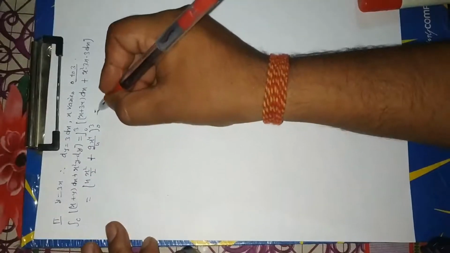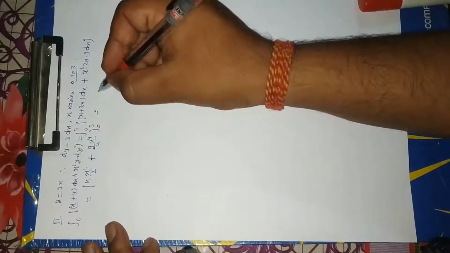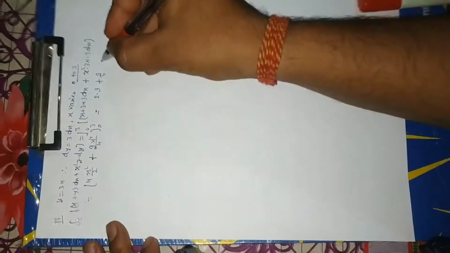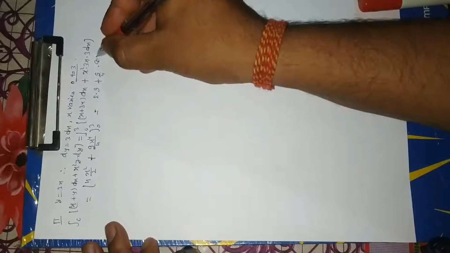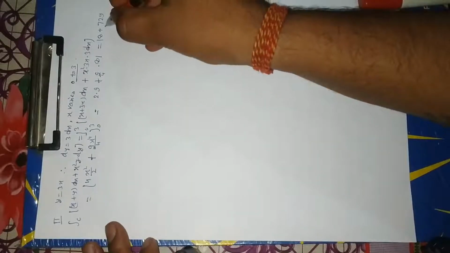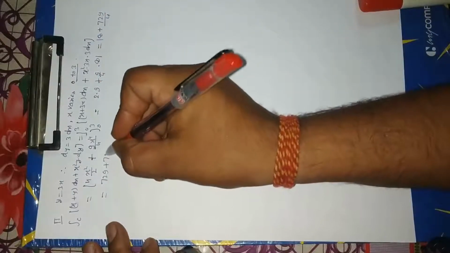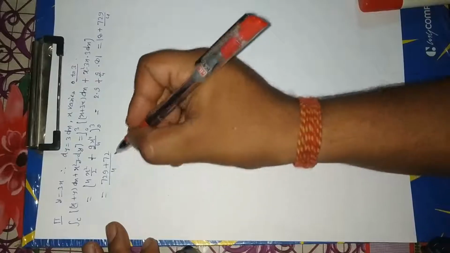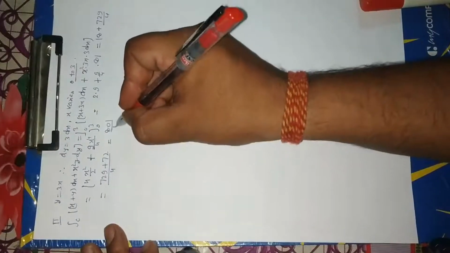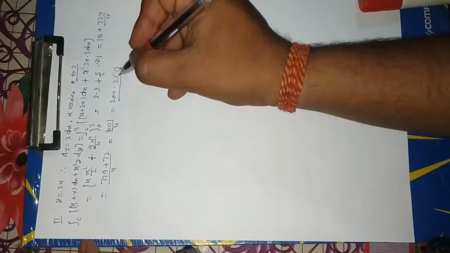This is equivalent to 2 into 9 plus 9 by 4 into 81. This is equal to 18 plus 729 upon 4. This is equivalent to 729 plus 72 upon 4. This is equal to 801 upon 4. This is equal to 200.25. This is the complete solution.